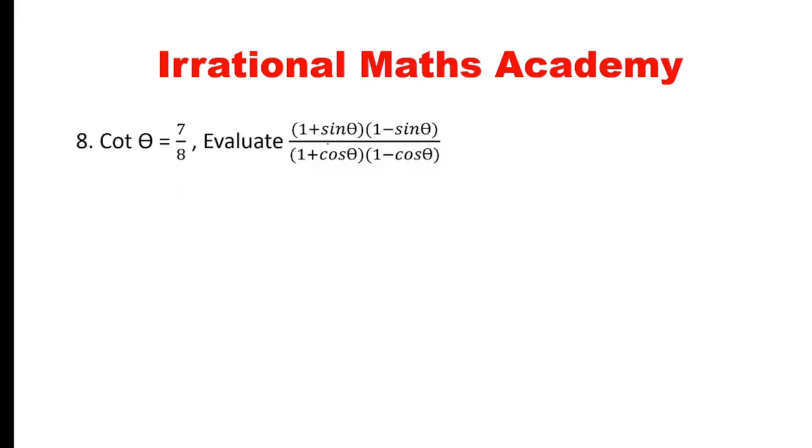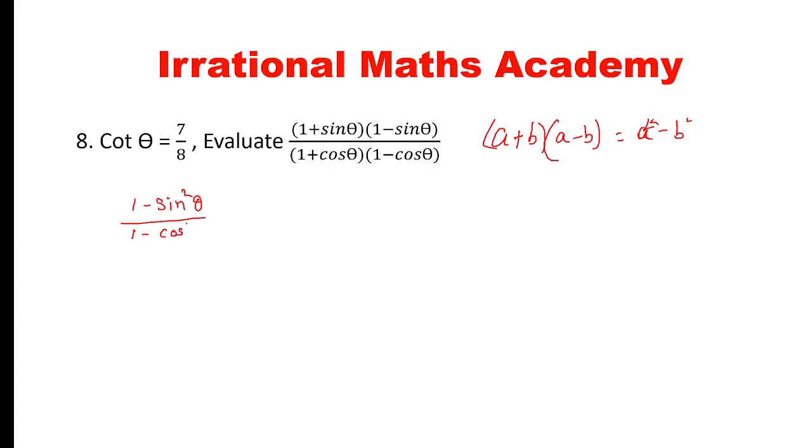We simplify it. If you look at it properly, 1 plus sin theta into 1 minus sin theta is of the form a plus b into a minus b. What will we get here? a square minus b square. So same thing here: 1 plus sin theta into 1 minus sin theta, 1 square is 1, so minus sin square theta we will get. Similarly, in the denominator, 1 plus cos theta into 1 minus cos theta, 1 square minus cos square theta.